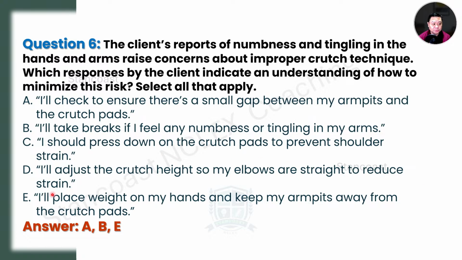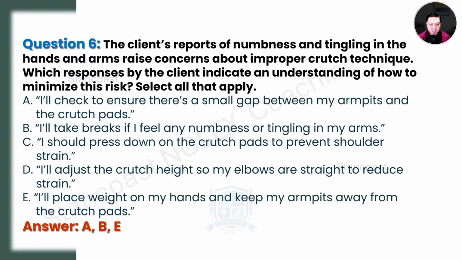And to select letter E, I'll place weight on my hands and keep my armpits away from the crutch pads. Now, bearing weight through the hands rather than the armpits can prevent nerve compression. This is something that you should emphasize when your patient is just starting to use the crutches. Do not let them rest their armpits on the crutch pads. Make sure that they maintain the use of their hands on the hand grips with that 30-degree angle.